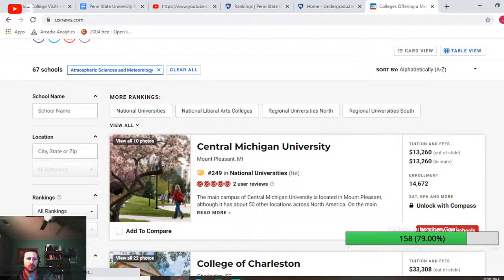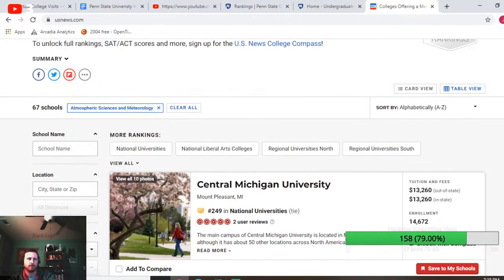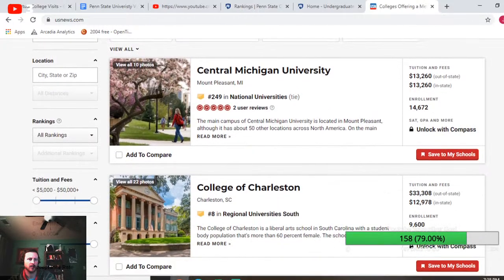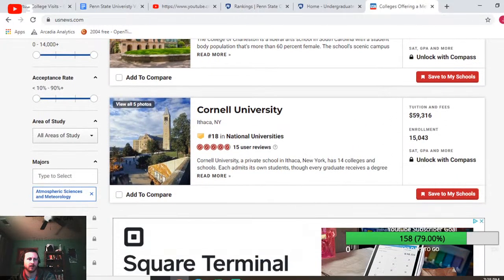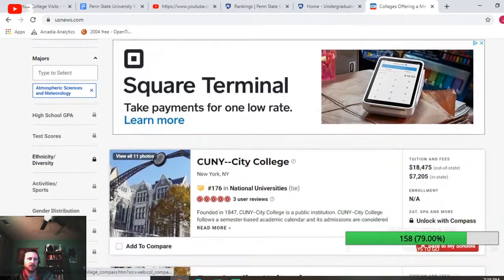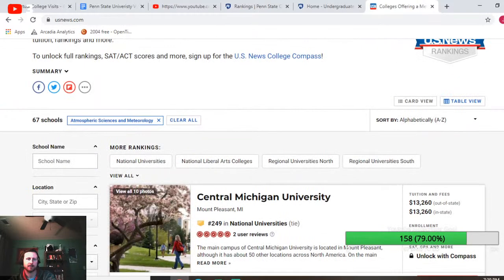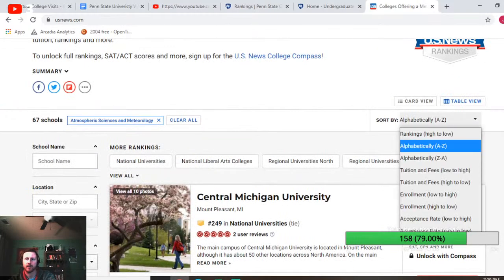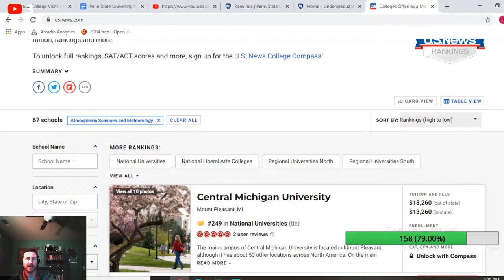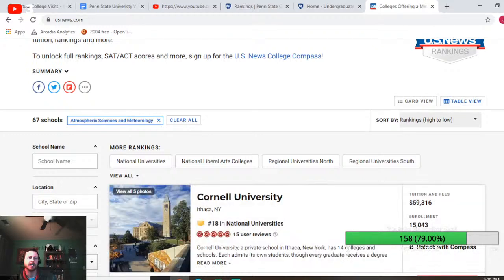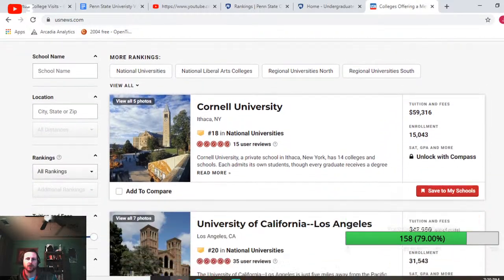So let's see. Atmospheric. Okay, so 69 or 67. I don't care about that. All areas of study, test scores. We don't really care about that either. We just want top 20. There we go. Rankings high to low. Let's do that one, just to see which one would be.